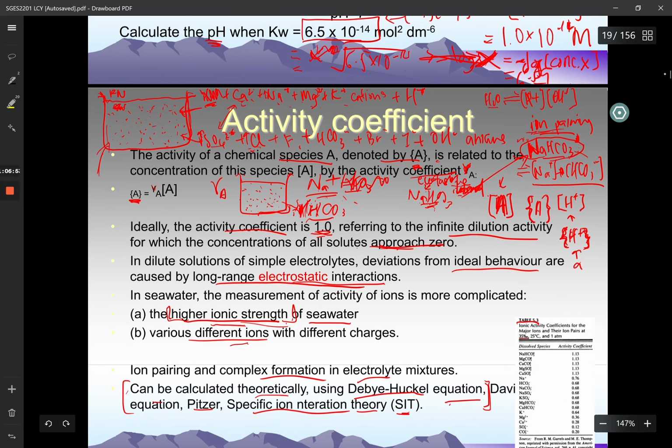For example, in this table 5.3, you have these dissolved species and then you have the activity coefficients. These dissolved species include magnesium carbonate and calcium carbonate, and these are very transient species. But if you have a very high concentration of these cations and anions in the water, then you have more of these being formed in the solution. So the activity coefficient will get higher, right?